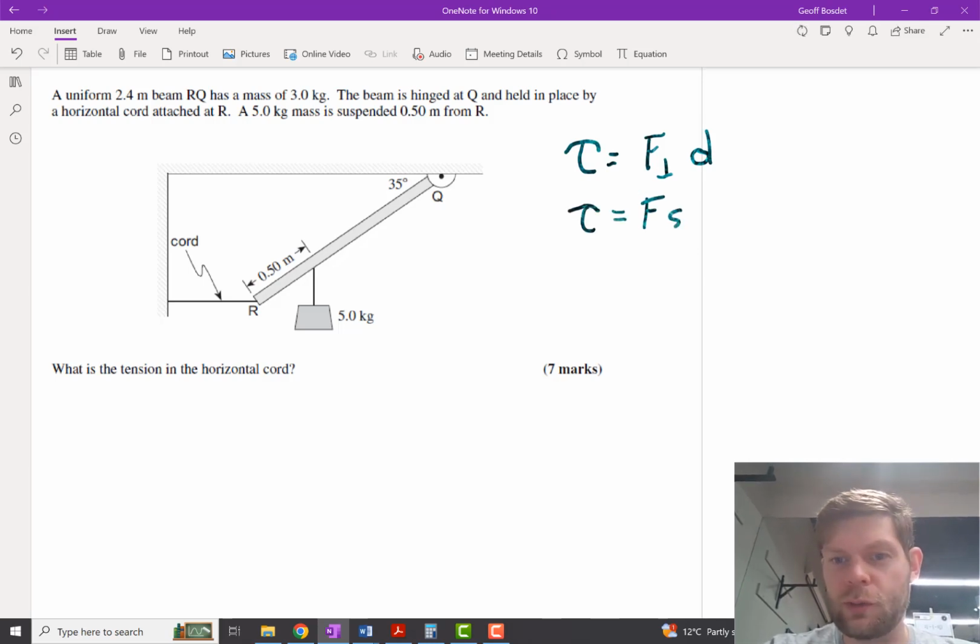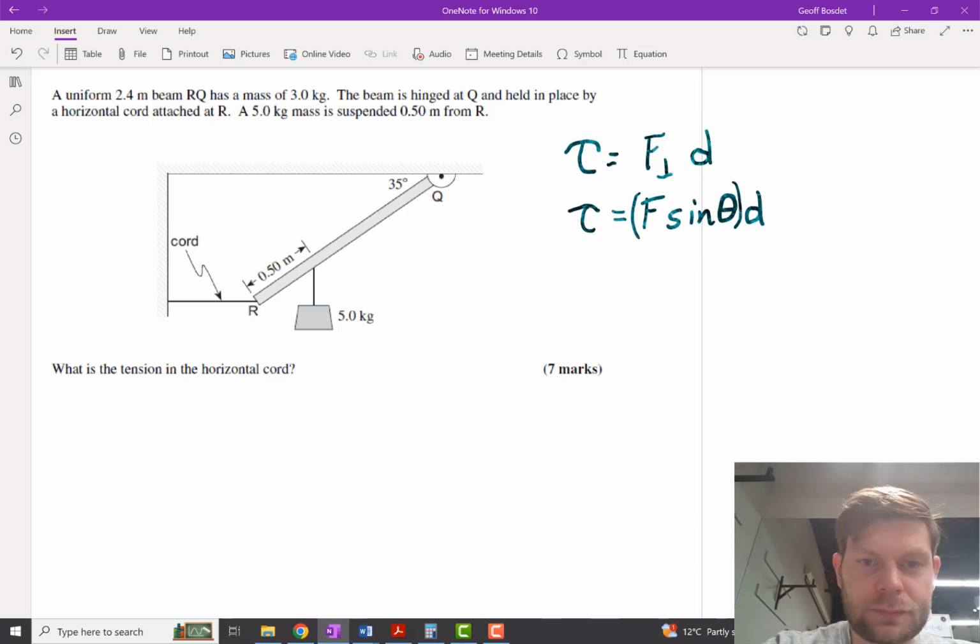And we can also figure it out with F sine theta times the distance from the pivot, because that'll get us the perpendicular component if this is the angle between the force and the beam. So let's do some figuring. In this case, we've got three forces. We've got gravity on the beam, gravity on the mass, and we've got this chord tension.